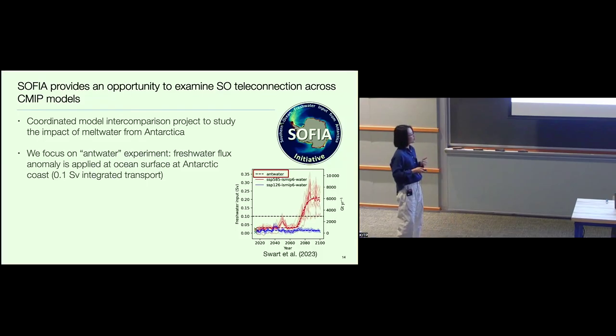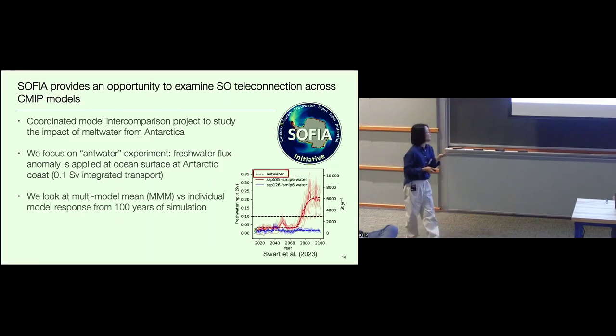Just to provide some context on how big this freshwater forcing is, these are some curves showing the freshwater input from the two different scenarios from the ISMIP simulations. The blue is the more moderate scenario, and the red is the SSP 585, so the more aggressive scenario. And the Antwater, which is idealized and held fixed throughout the simulation, is at a magnitude that is much stronger than the moderate scenario, but weaker than the end of the century projection for the aggressive scenario.